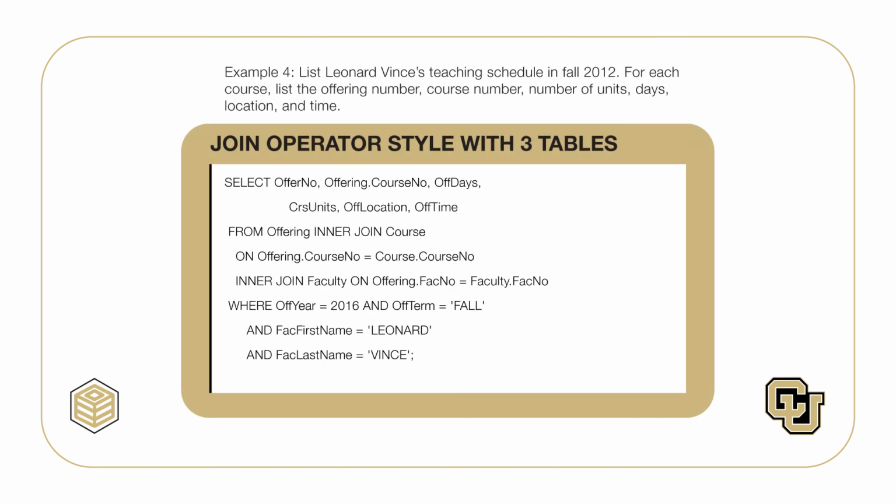Example 4 produces the identical result as example 3. Example 4 uses the join operator style with 2 join operations in the from clause. The from clause is a little more difficult to read because it contains join operations, not just a list of tables. However, students typically do not omit join conditions with the join operator style because join conditions are part of the join operations. Note that the order of join operations is not important, as the SQL compiler will decide on the most efficient order of joining the tables.